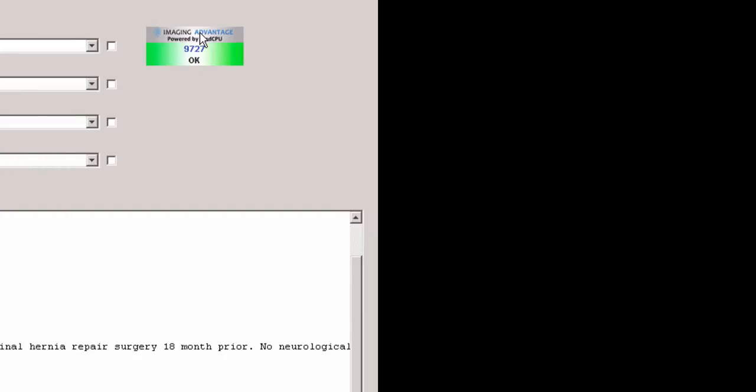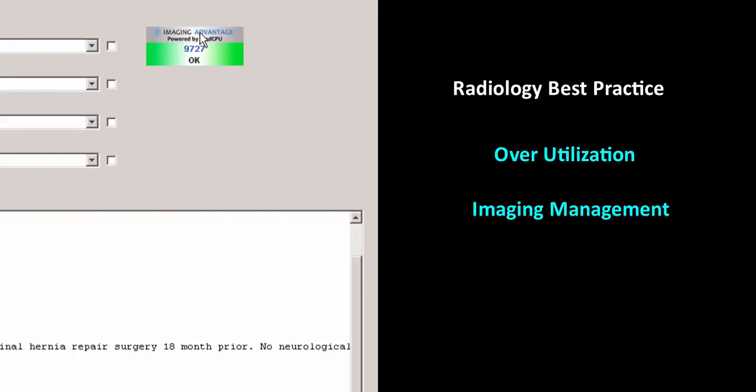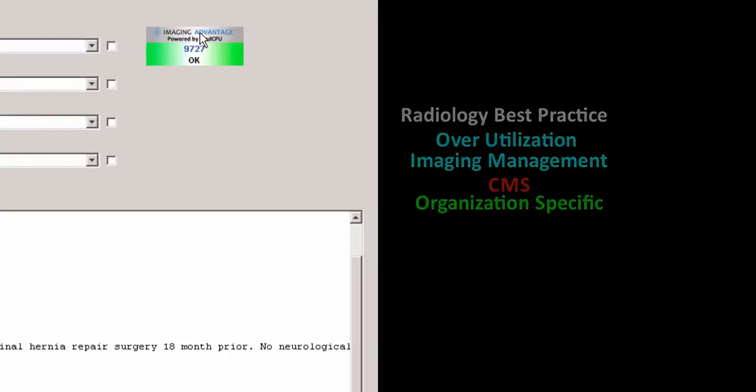So what does the advisor do with this data? The Radiology Advisor is loaded with radiology best practice protocols and rules, focusing on reducing and controlling overutilization in imaging management based on CMS guidelines. These best practices can be fully customized to represent the organization's unique approach to clinical practice and workflow in radiology management, so the advisor should be well tuned to work according to your daily workflow with your patients and documentation.